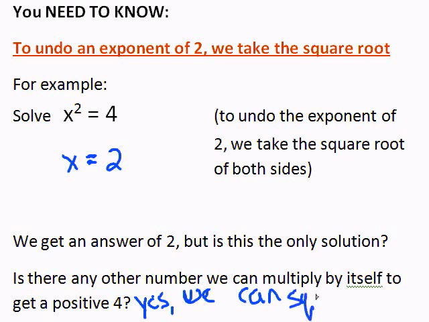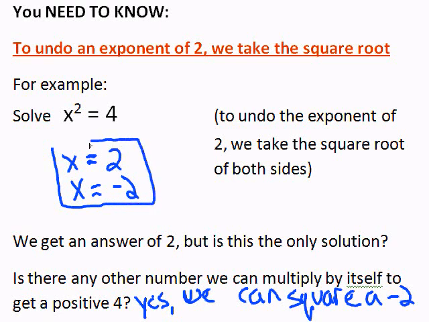We can square, not square root. Square means an exponent of 2, a negative 2 to get a positive 4. So there are actually two different solutions, x is equal to 2 and x is equal to negative 2. This will always happen when we take the square root of both sides. We'll end up with a positive and a negative answer.